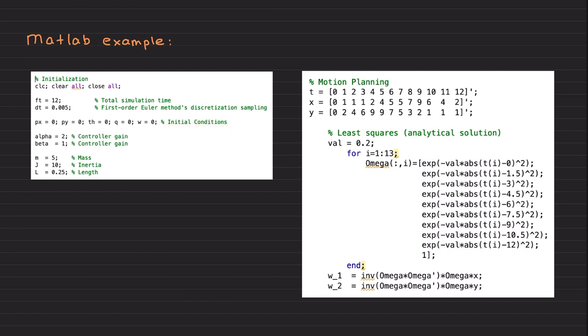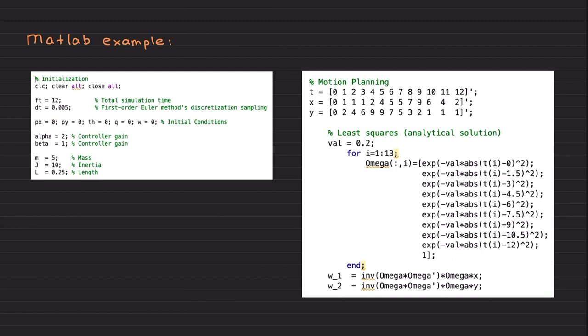I will start with alpha and beta being 2 and 1 for the controller, both for ux and uy, the virtual control signals. I am choosing mass as 5 kilograms, inertia to be 10, and L to be 0.25. All right, the second part of the code is motion planning and least squares. We are finding the analytical solution to the least squares problem.